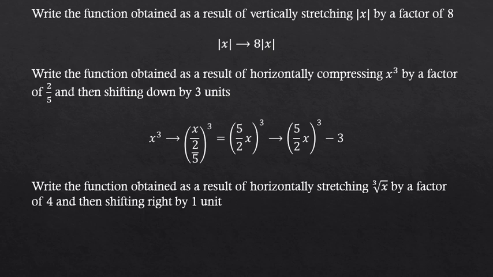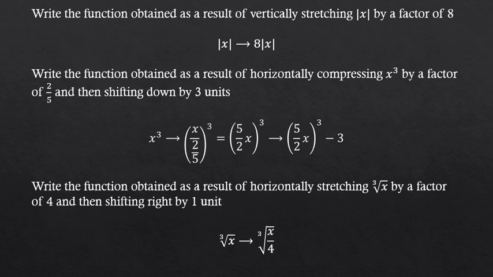And a third sample here: write the function obtained as a result of horizontally stretching the cube root of x by a factor of 4, and then shifting it right by 1 unit. So horizontal stretch followed up with a horizontal shift. Horizontal stretch by a factor of 4, I'm going to take the x that's in there, I'm going to divide it by 4, and that's what's going inside of my cube root sign here. So the cube root of x after the horizontal stretch becomes the cube root of x over 4.